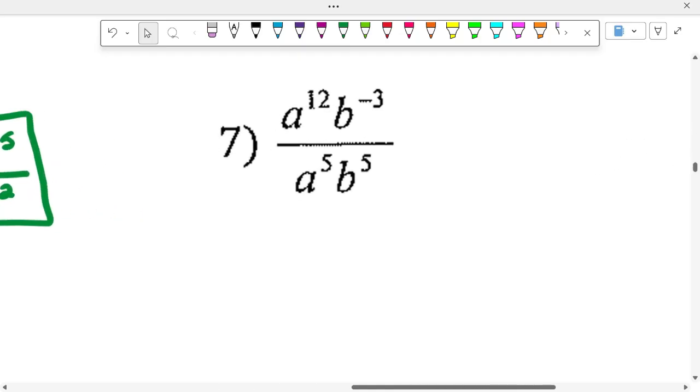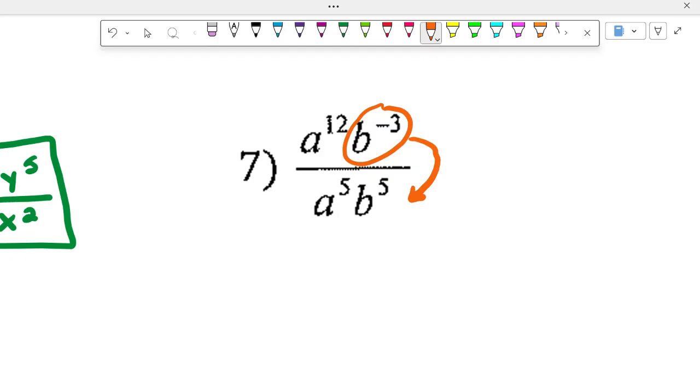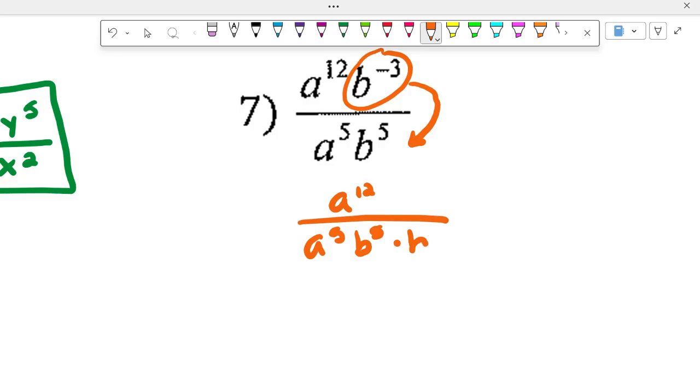All right. Now, this one. A couple of different ways we can do it. So we can either do the quotient rule first or the negative rule first. Which one do you want me to do first? Do you want me to move the negative first, or do the quotient rule first? All right, let's move the negative first. What's the only thing I'm moving? The negative 3, and that's going to the denominator. So this would be a to the 12th over a to the 5th, b to the 5th, times b cubed.